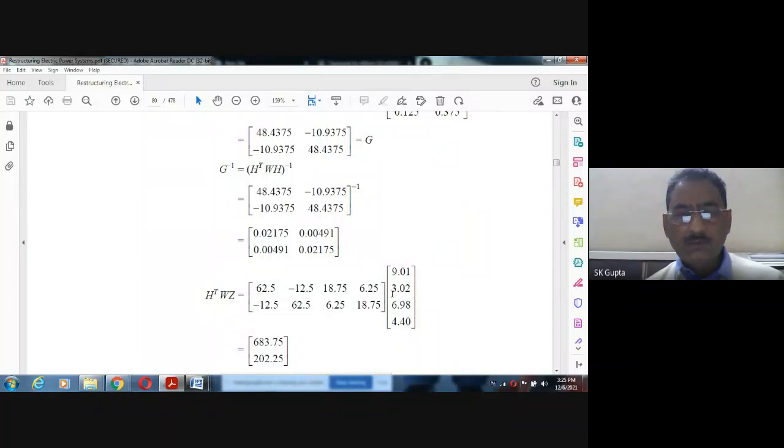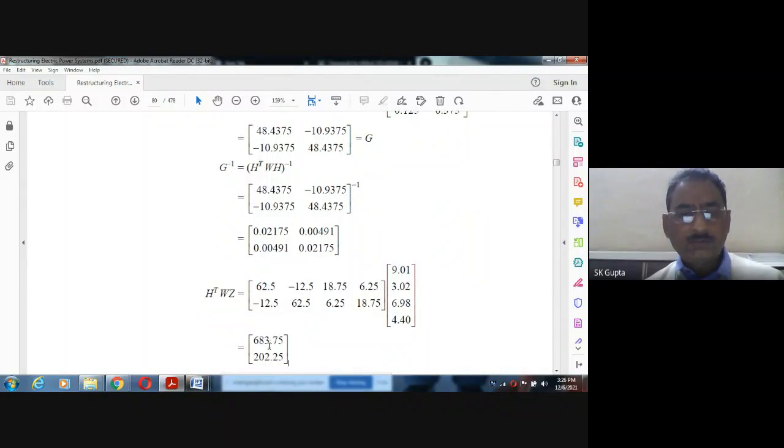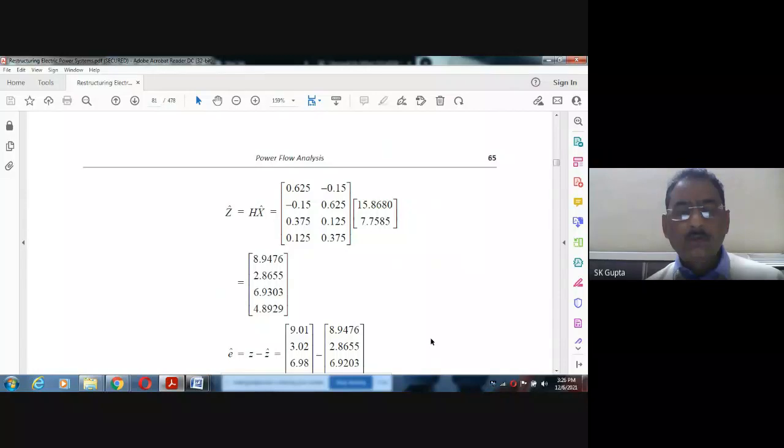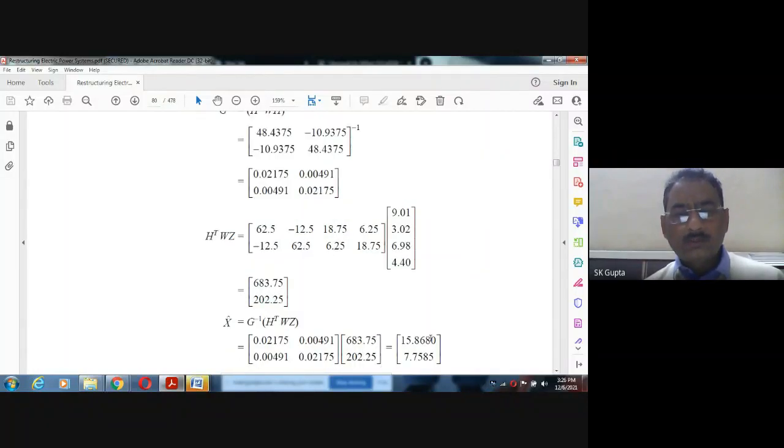इट इज Z. H ट्रांसपोर्ट W ऊपर निकाला हुआ है, तो वी विल यूज दैट, मल्टीप्लाई विद Z. H ट्रांसपोर्ट WZ ही आ गया. नाउ G इनवर्स का इसमें मल्टीप्लाई करेंगे. When you multiply G inverse, you did above, multiply this, you will get 15.8 and 7.7. तो दो वैल्यूज आ गई इसकी, X1 और X2 की वैल्यूज आ गई.